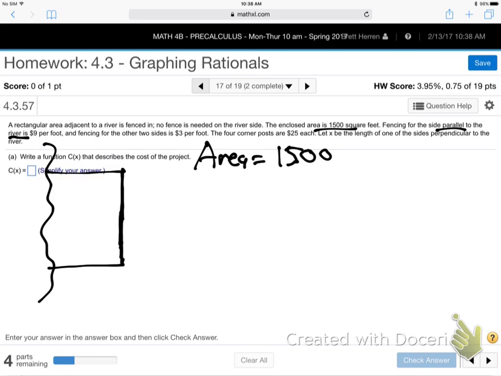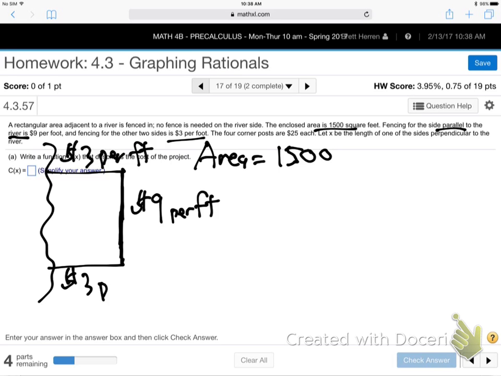So I'll just put the 9. That fencing costs $9 per foot. And then the fence for the other 2 sides is $3 per foot. So fencing here is $3 per foot, and down here as well, $3 per foot for those 2. And the 4 corner posts are $25 each. So corner post, corner post, corner post, corner post. Those are $25 each. Let x be the length of one of the sides perpendicular to the river.